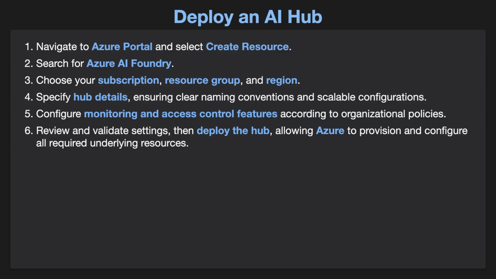To deploy an AI Hub, navigate to Azure Portal and select Create Resource. Search for Azure AI Foundry. Choose your subscription, resource group, and region. Specify Hub details, ensuring clear naming conventions and scalable configurations. Configure monitoring and access control features according to organizational policies. Review and validate settings, then deploy the Hub, allowing Azure to provision and configure all required underlying resources.